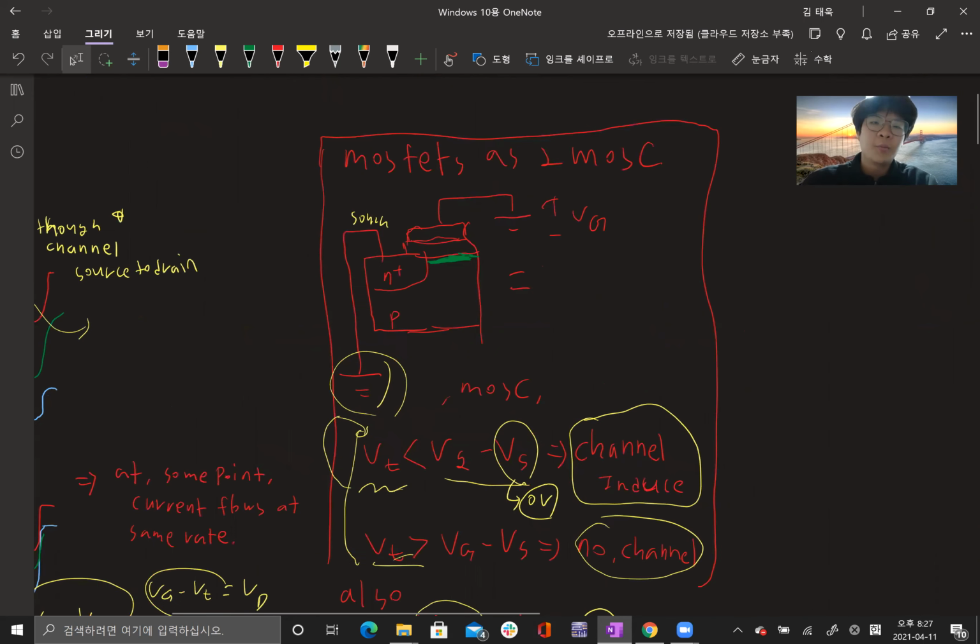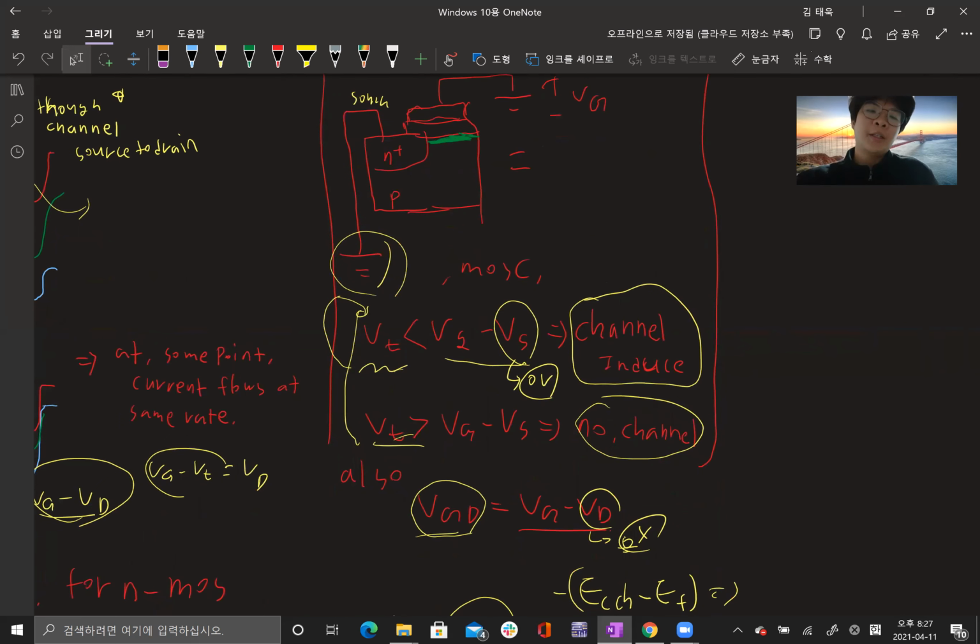And a MOSFET is consisted of two MOSFETs. On the source side, how the channel is induced is defined by the difference between the gate and source voltage. If the difference between gate and source is lower than the threshold voltage, there will be no channel induced. And if the difference between gate and source is bigger than the threshold voltage, a channel will be induced.